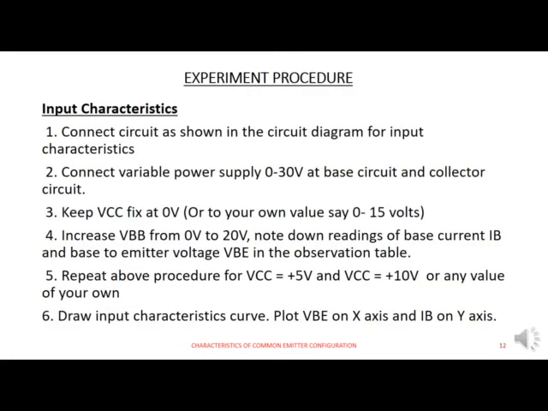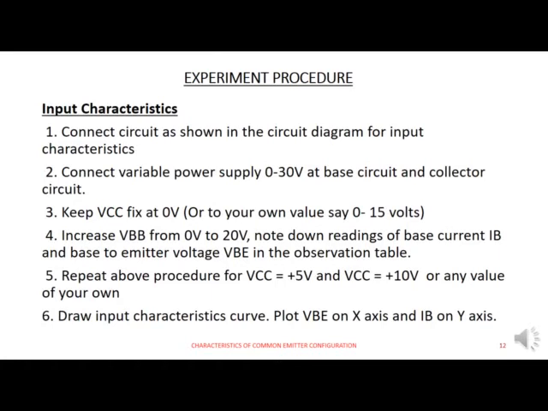Experiment procedure for the input characteristics. Connect the circuit as shown in the circuit diagram. For input characteristics, connect variable power supply 0 to 30 volt at the base circuit and the collector circuit. Keep VCC fixed at 0 volt or at your own value, say 0 to 15 volts.